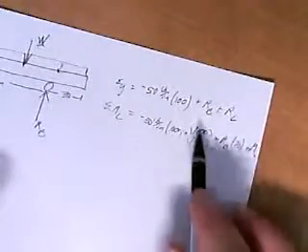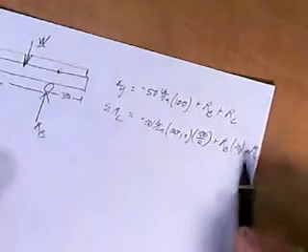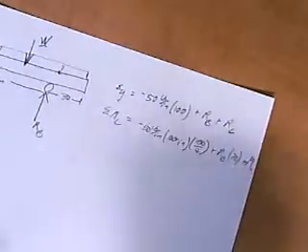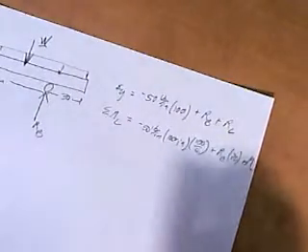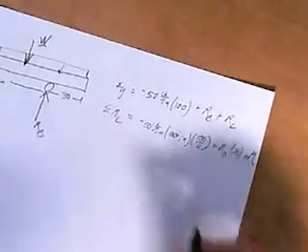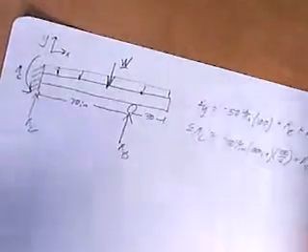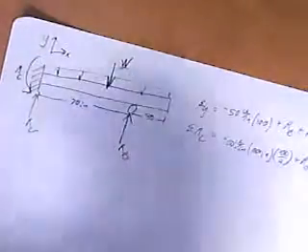So if you look at that, you see we have 3 variables, but we only have 2 equations. So we're going to have to get a third equation. What we were told to do is use superposition with a compatibility condition. So that's what we're going to do.